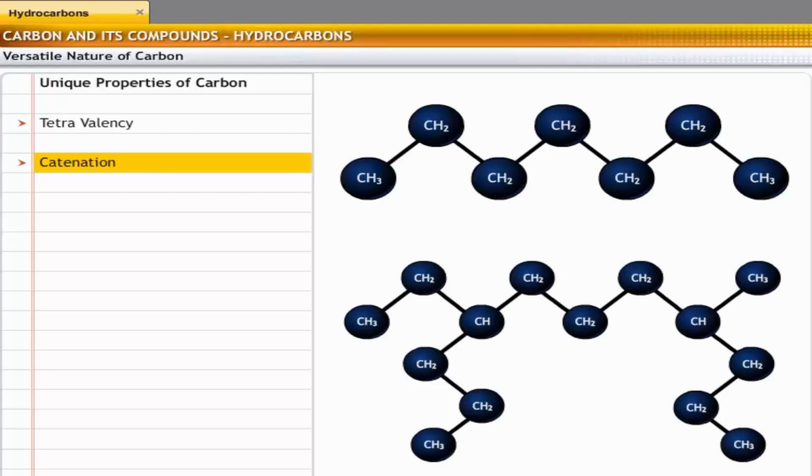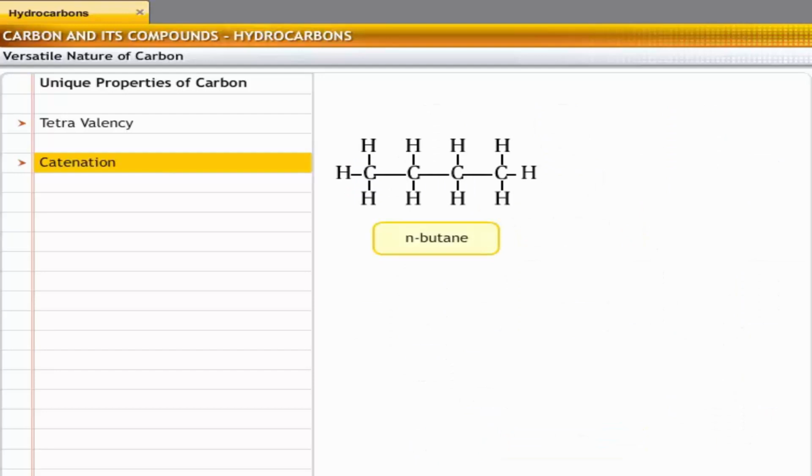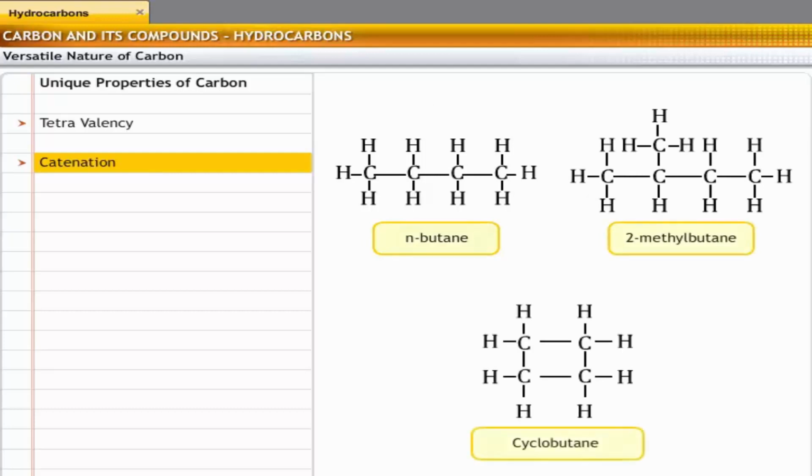Carbon exhibits maximum catenation when compared to elements like sulfur and silicon due to strong carbon-carbon bonds and tetravalency. Due to this catenation, carbon atoms can form various types of straight chains, branched chains, and ring structures, thus giving rise to a large number of compounds. For example, n-butane is a straight chain compound. 2-methylbutane is a branched chain compound, and cyclobutane is a cyclic compound.